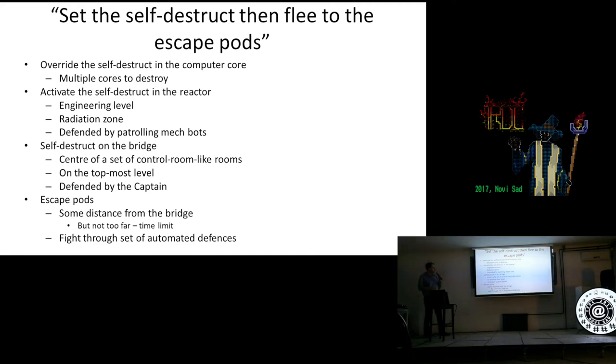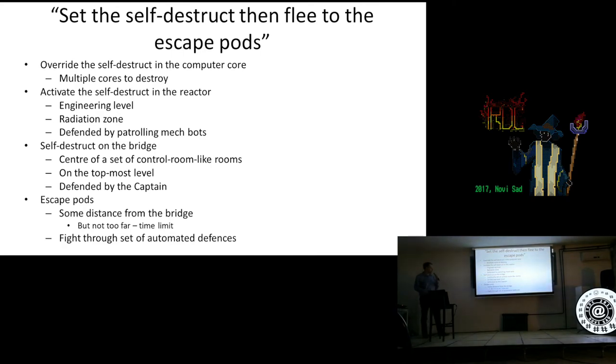Then maybe with the safeties off, I go down to a reactor level and, you know, cut a red wire and activate a self-destruct function. So that's going to be probably on an engineering level. I think it might be a radiation zone to protect a reactor, and it's defended by some sort of scary patrolling mechanical robots. And finally, it's all set up to go, but I need to press a big red button on the bridge. But let's say that big red button is right in the middle of a load of panels, as you'd imagine in your sort of sci-fi picture. It's on the topmost level of my space station.